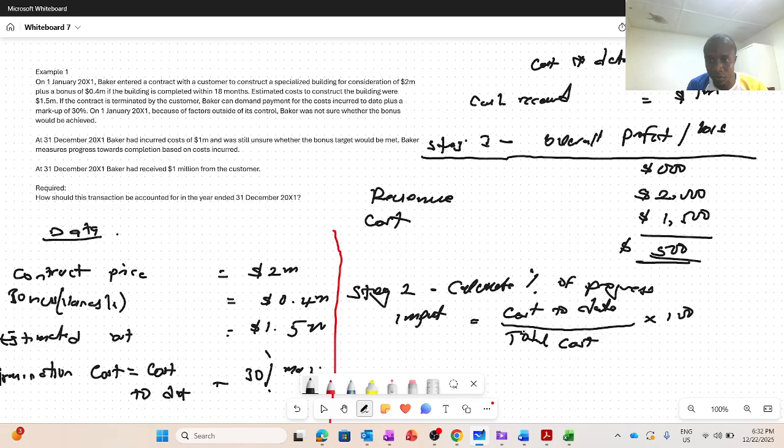So the answer will be, let me use my calculator, 1 divided by 1.5, which equals 66.67%. Very good. So now we are going to recognize revenue based on this percentage.